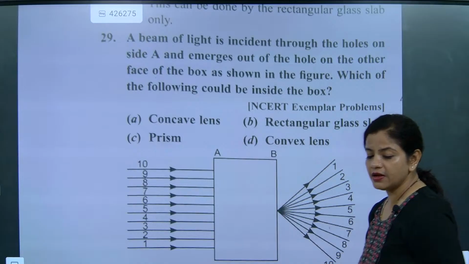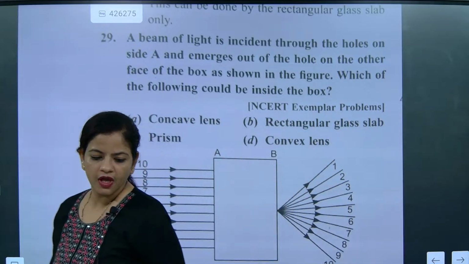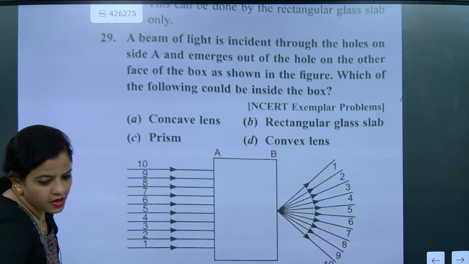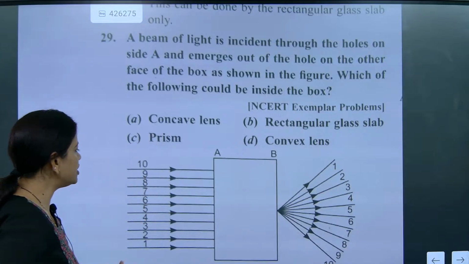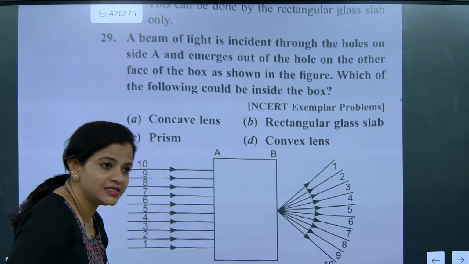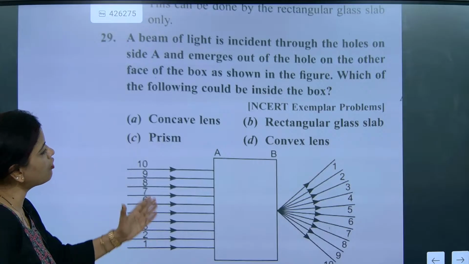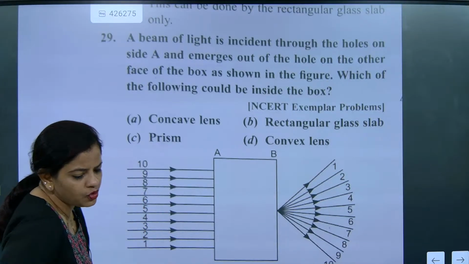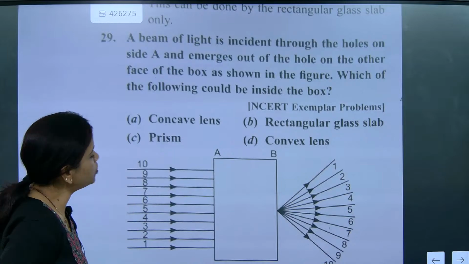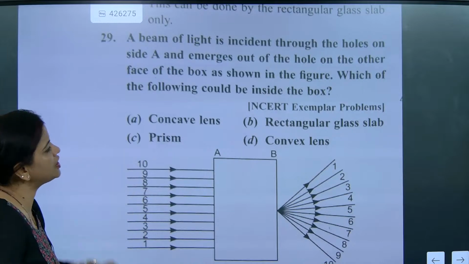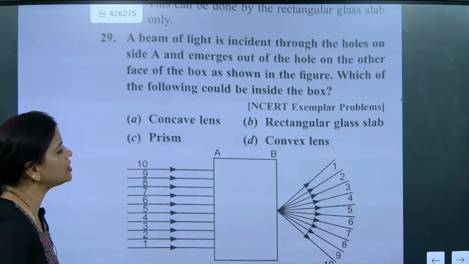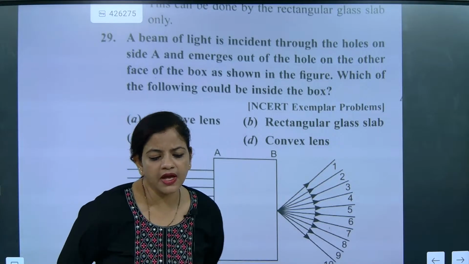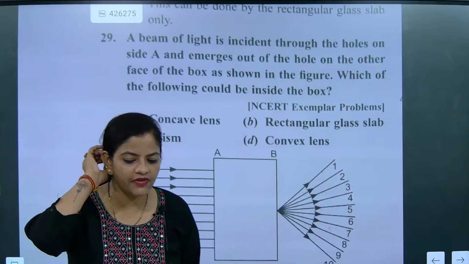Now everyone has given answer D. Can anybody tell me what is the reason behind the selection of option D? You could have said concave lens, you could have said prism, you could have said rectangular glass slab, but you have said convex lens. What is the reason behind saying it is a convex lens?